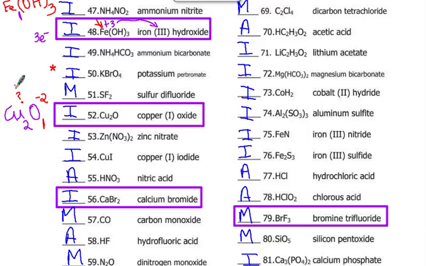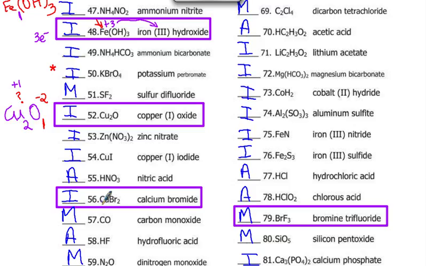Each copper is giving away 1 electron. 1 electron from 1 copper, another electron from another copper. We have copper with a +1 charge. So the copper was giving away 1 electron, but there are 2 coppers. That's where the 2 electrons are coming from that go to oxygen.